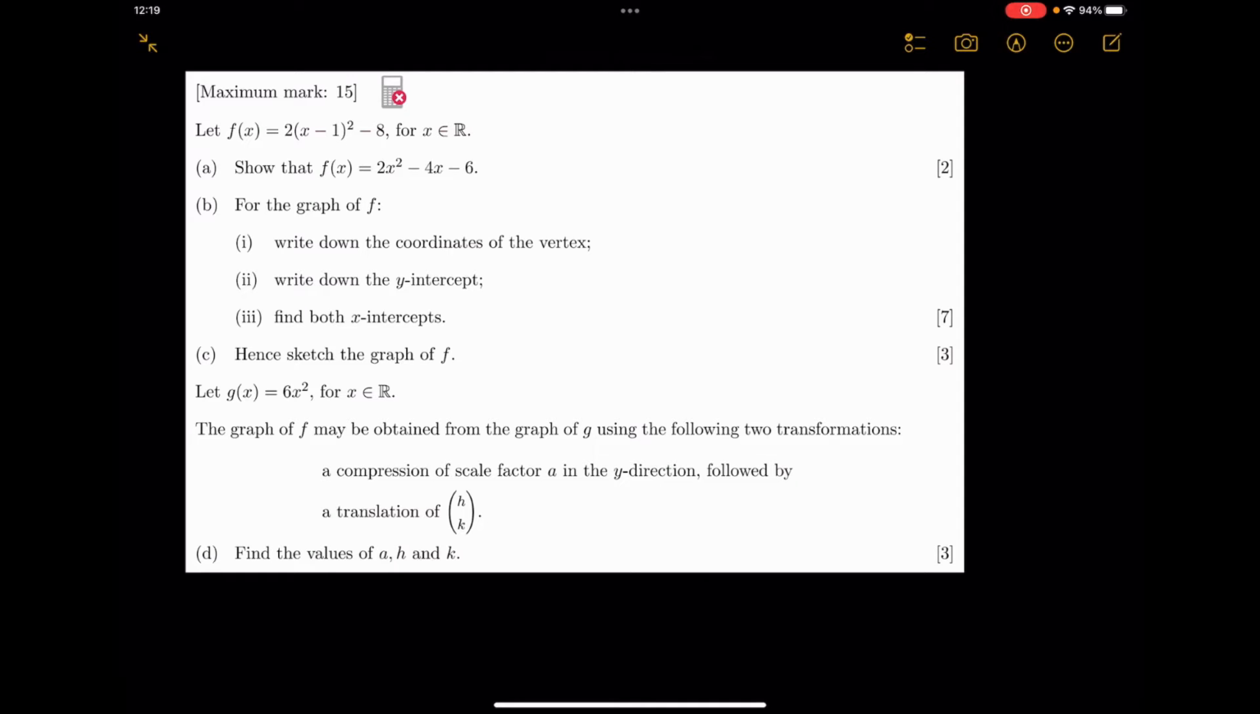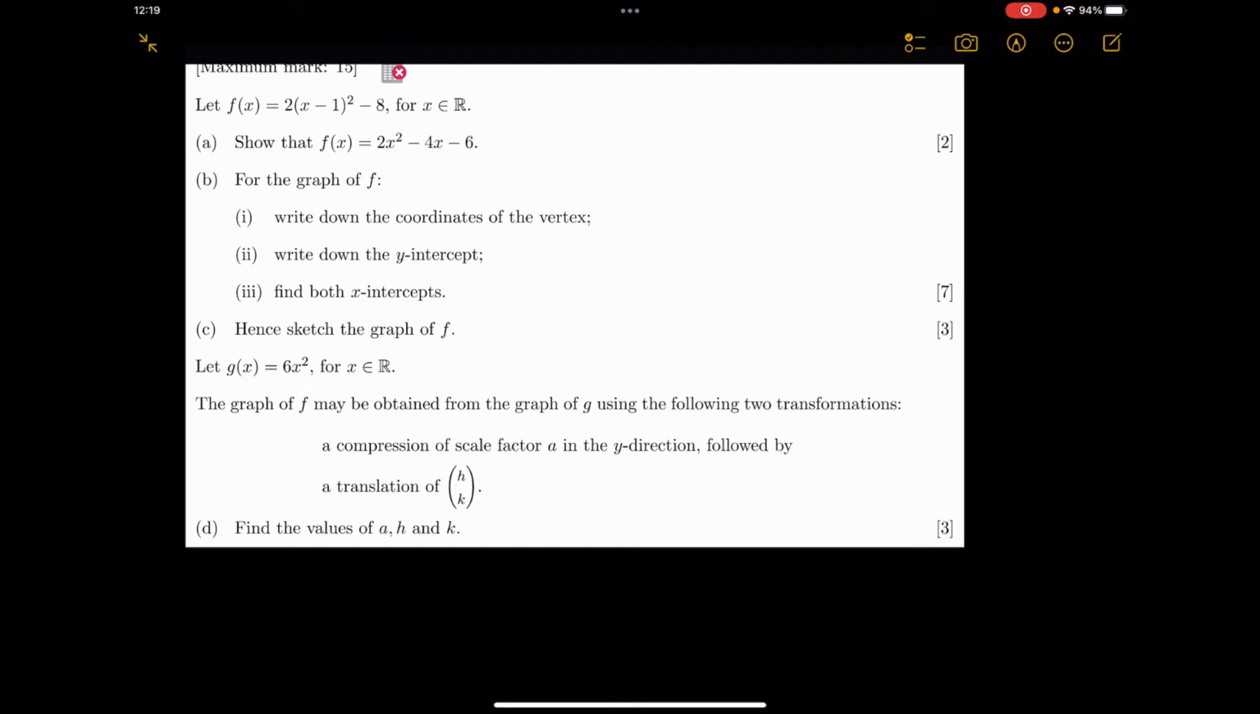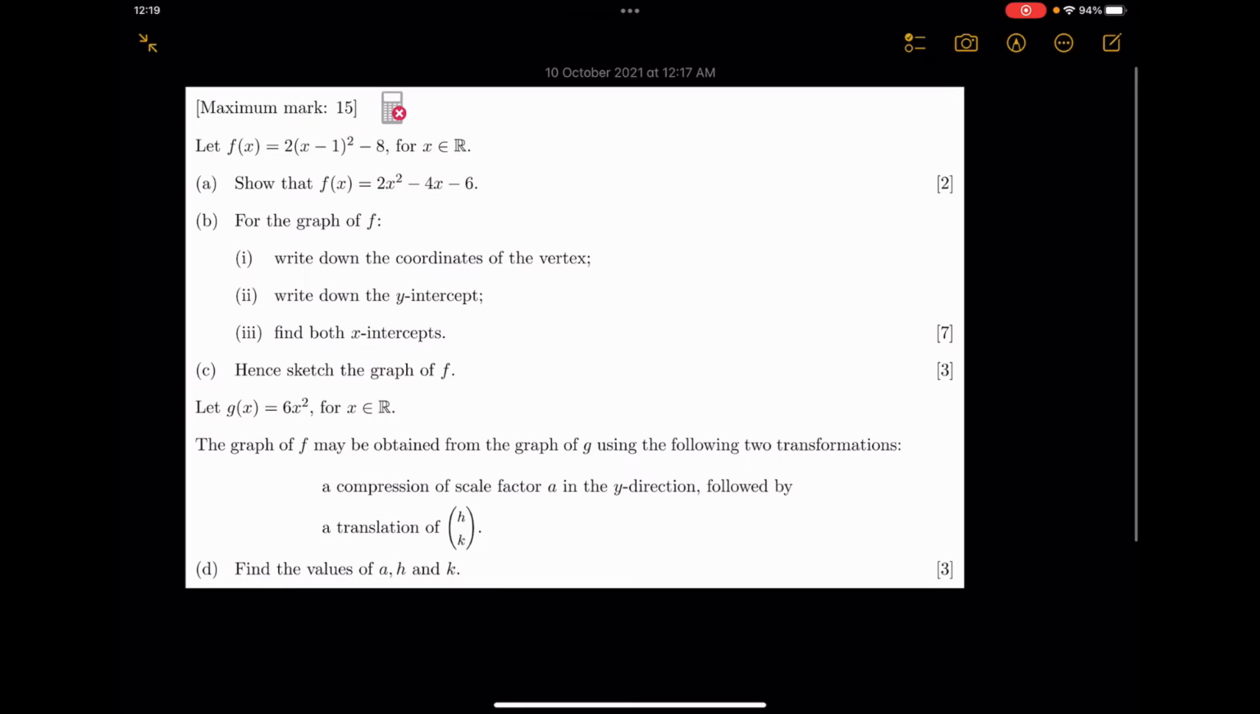Hey, welcome back to part 2 of my function transformation based questions. I found another interesting question. This is a bit of a higher level question, so I'll be showing it step by step, especially for part D, which is actually quite unique. It's the inverse of what we usually get for our other patterns. So let's start off with the question.